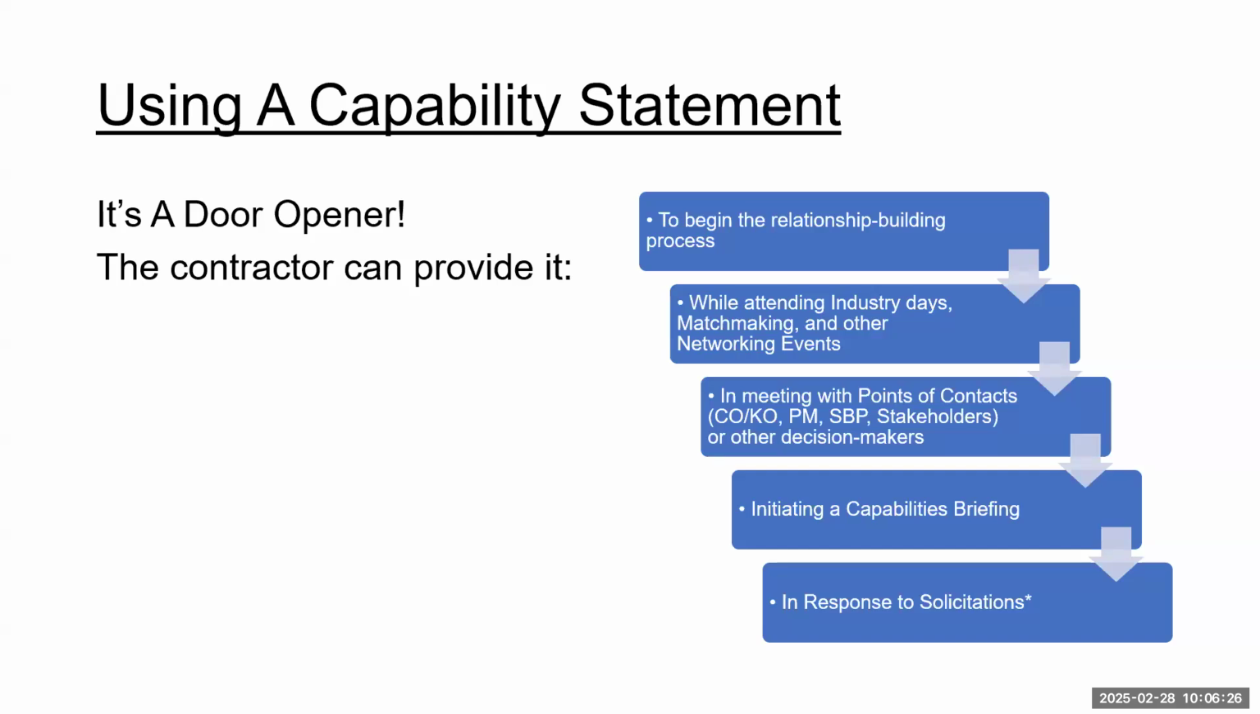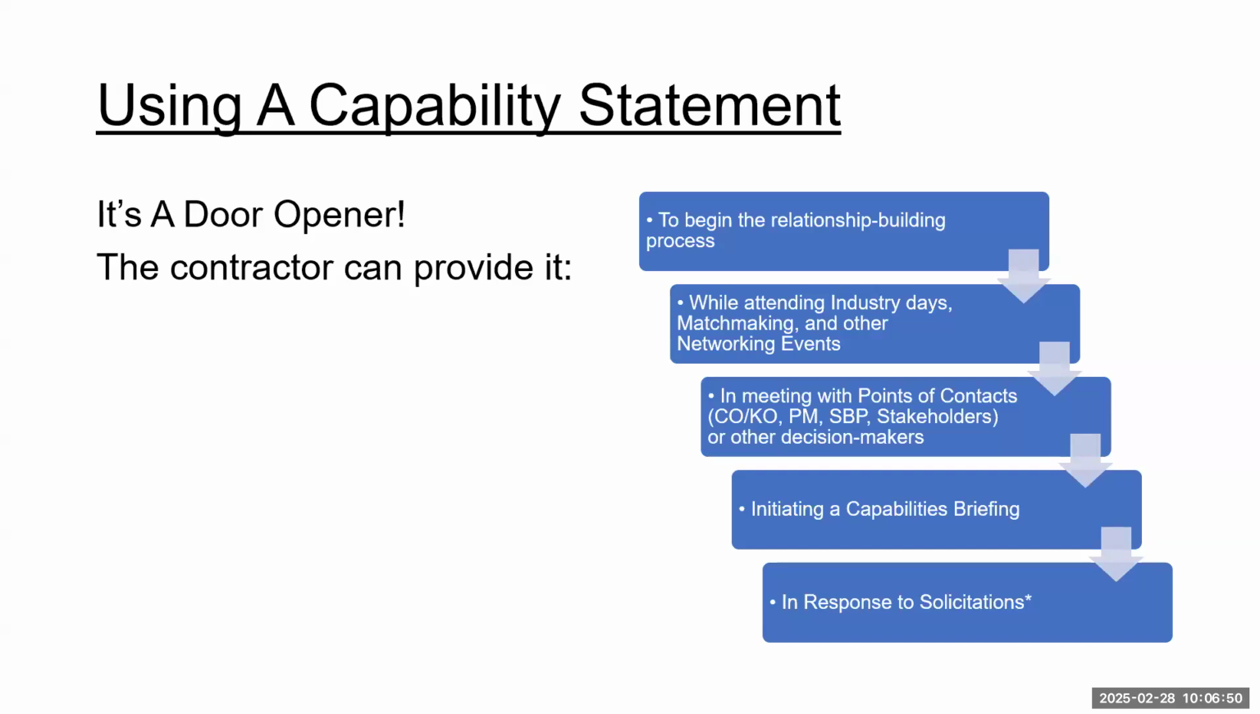Those types of networking events are very key in building relationships, and you have to have a capability statement as a takeaway to introduce the organization. Meeting with points of contact, finding someone that you can connect with, asking for a meeting, the first thing they're going to want to see is your capability statement, whether that's a contracting officer.